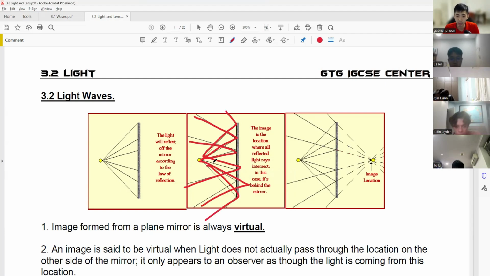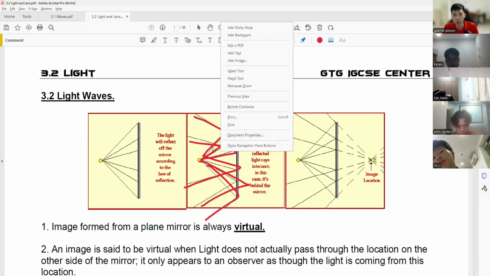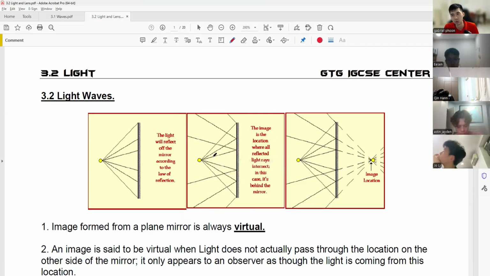Real light, which is represented by this solid line, actually reflects away from the mirror. So whatever you see in the mirror is known as virtual light. It's not real. It seems like the light is going into the mirror only. Okay. So in your exam, of course, they will usually not ask you to draw so many. They will usually ask you to draw two. The question will be something like this.